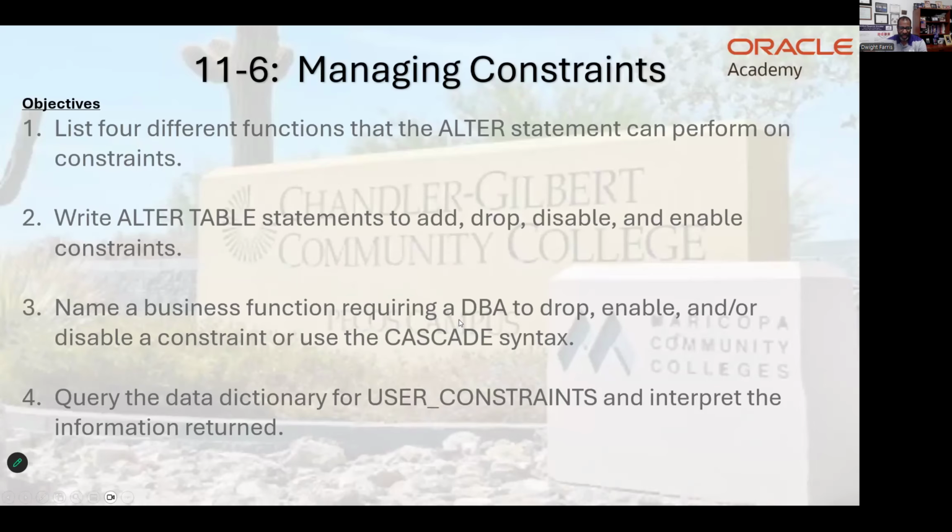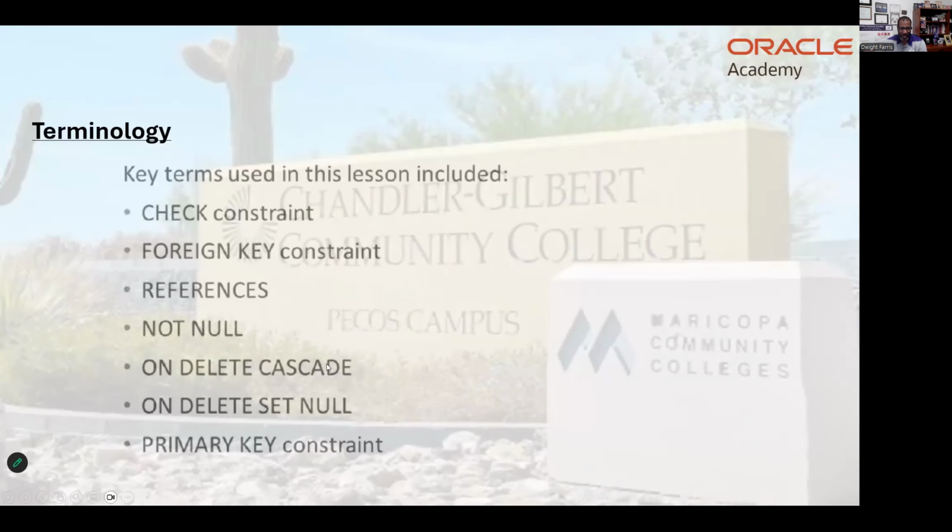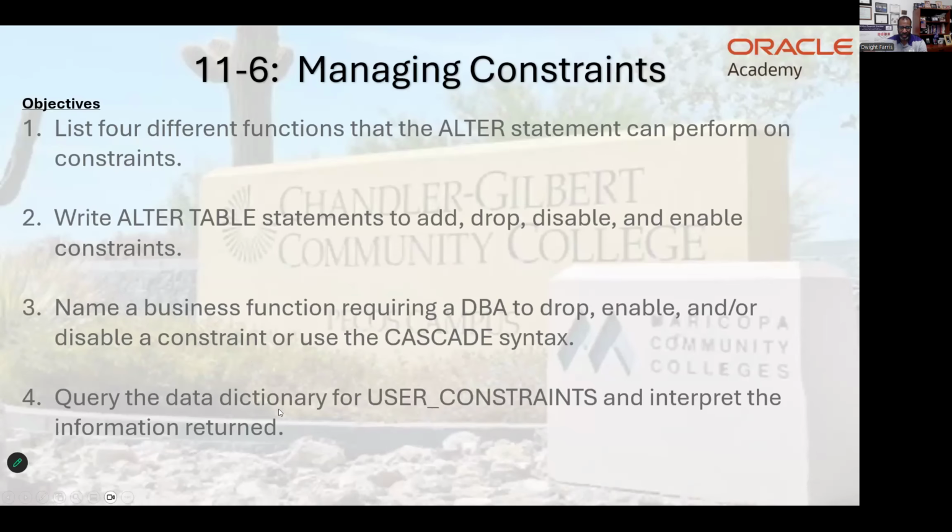Phew, there was a lot in there. Check constraint, foreign key, primary key, references, not null. And references is basically referential integrity, on delete cascade, on delete set null. All right, our final section, you're like, phew, thank goodness. So how do you manage these constraints? We're going to list four different functions that the alter statement can perform on constraints. We're going to write alter statements to add, drop, disable, and enable constraints. Yes, you can disable or enable them, which is very useful.